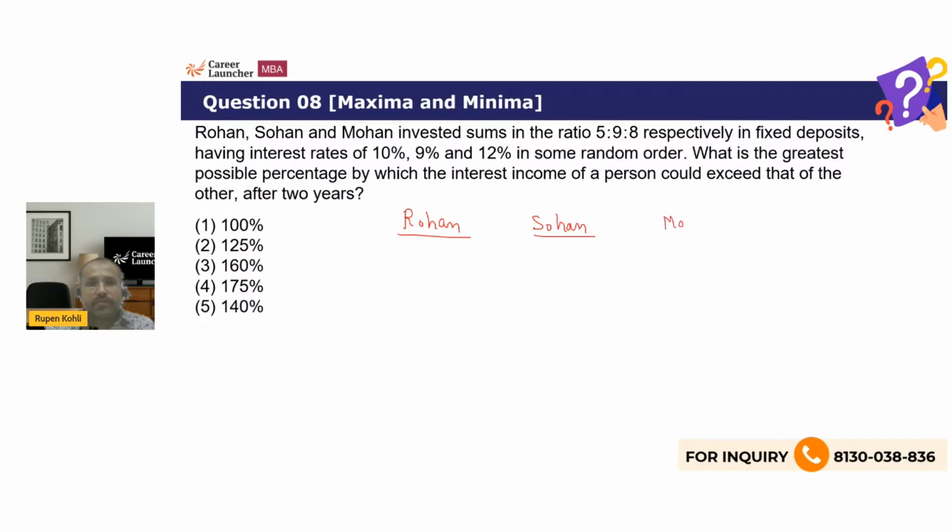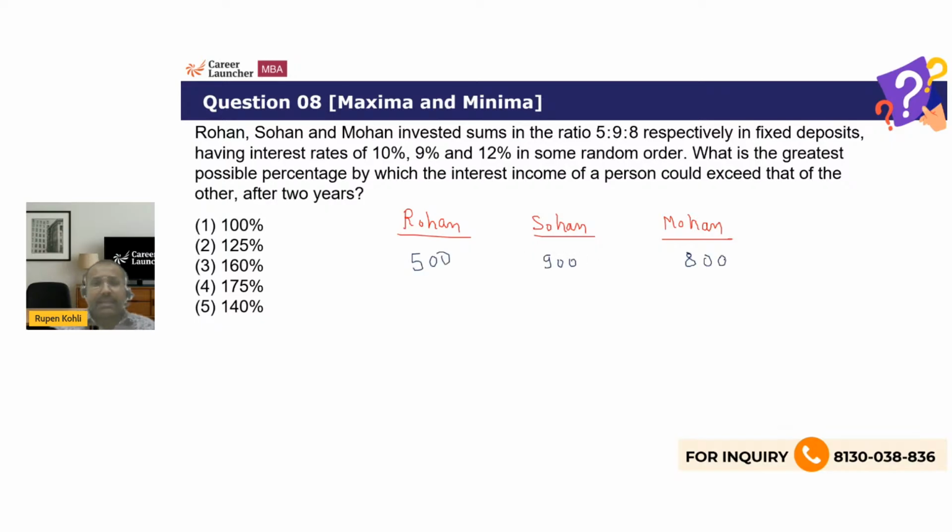Rohan, Sohan, and Mohan invested sums, means principal amounts, basically, in the ratio of 5 is to 9 is to 8, respectively, in fixed deposits, having interest rates of 10, 9, and 12% in some order. What is the greatest possible percentage by which the interest income of a person could exceed that of the other after 2 years? 5 is to 9 is to 8. So let's say this is 500, 900, and 800 rupees.